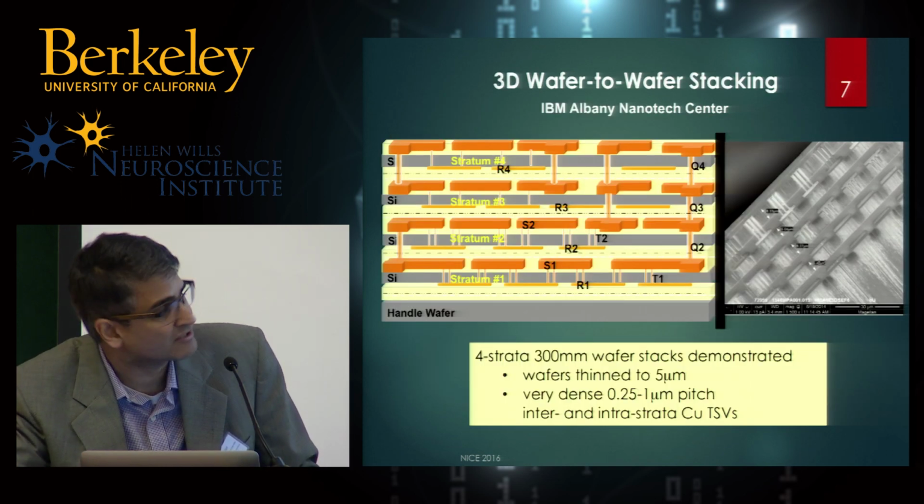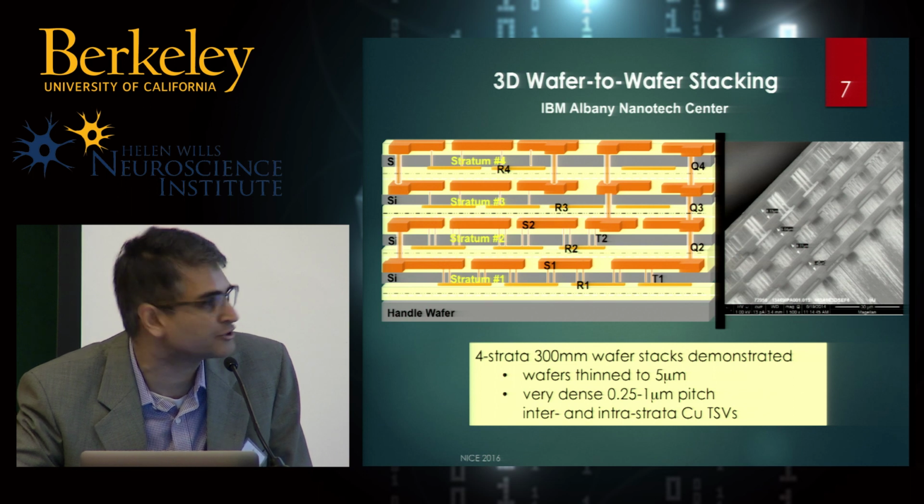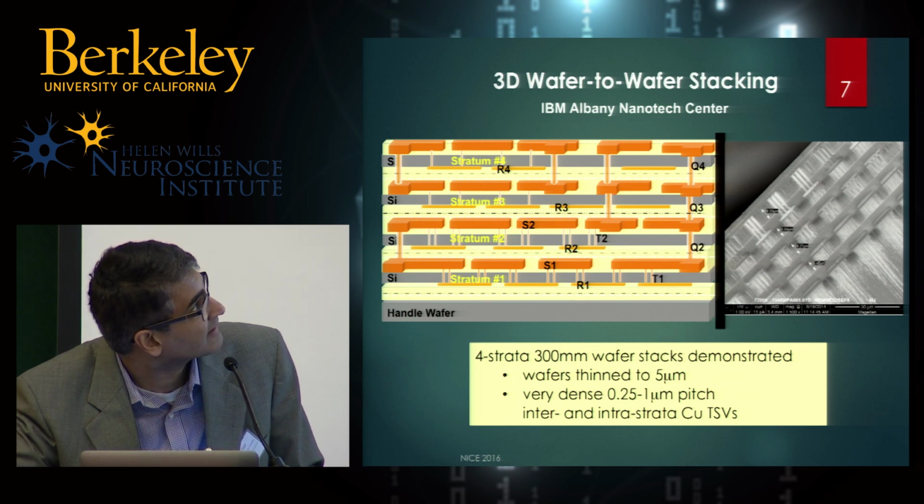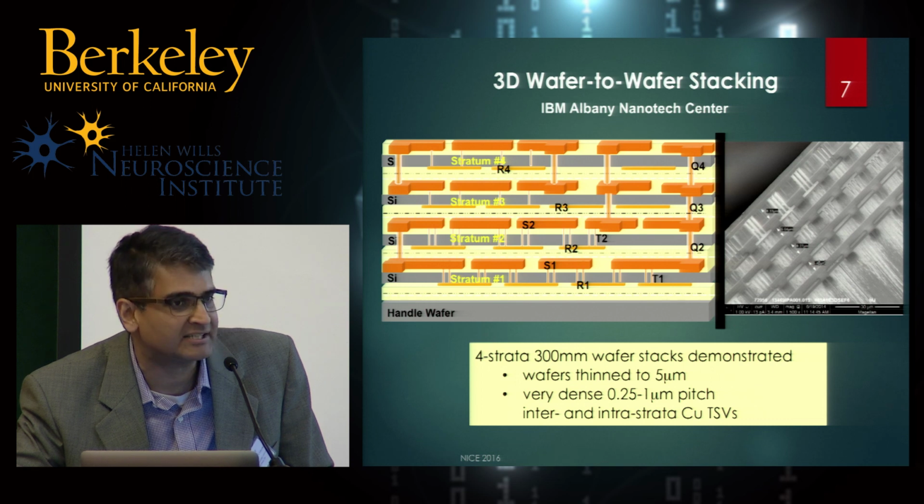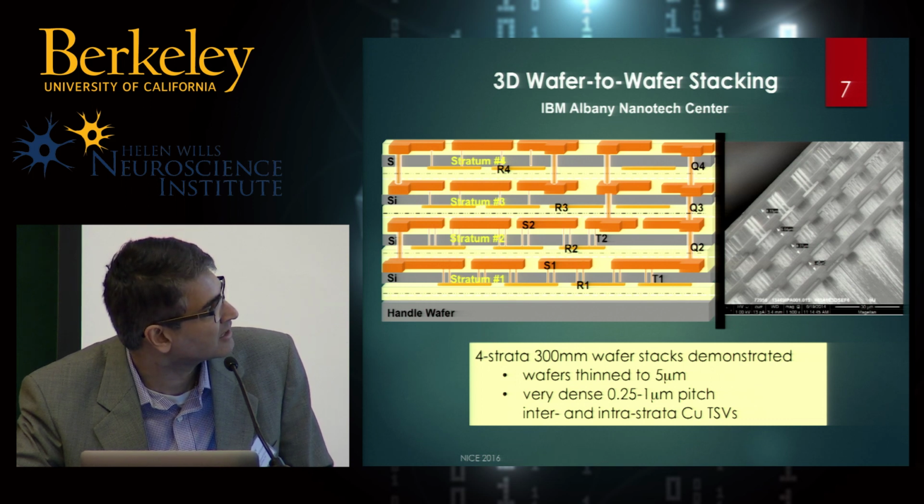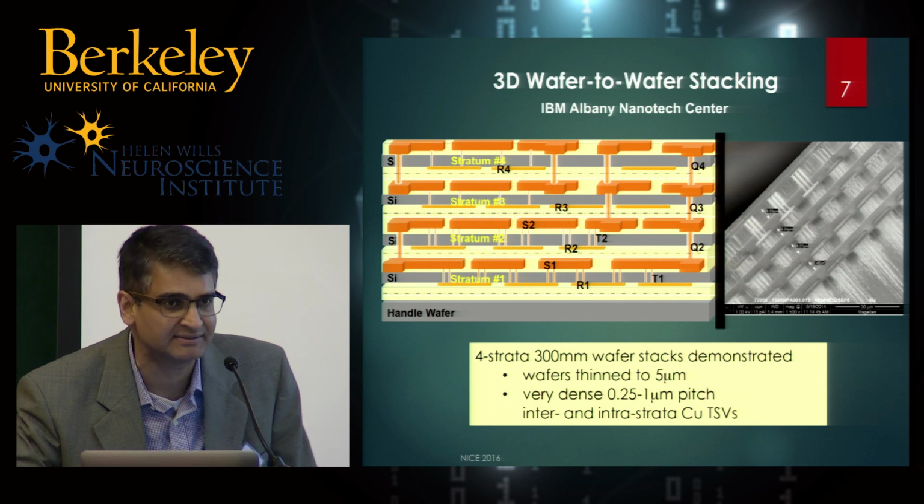Just to show you that that's not just a cartoon, we are actually doing this at the IBM Albany Nanotech Center. Here's an example of four strata. In this case, we have bonded together 300 millimeter wafers. The wafers have been thinned to 5 microns. We have two kinds of TSVs in this picture, those that are within a stratum and those that connect from one stratum to another. And we get very dense pitches in the range of 0.25 to 1 micron for inter- and intrastrata copper TSVs.